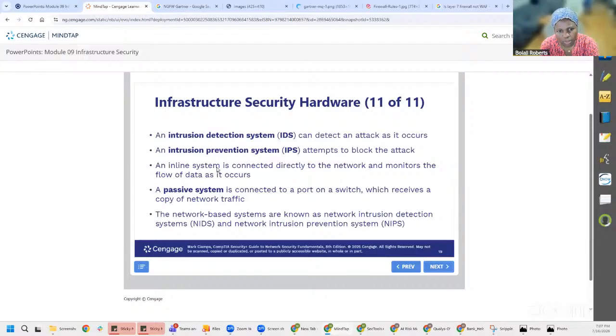Okay. Then when it comes to intrusion detection and intrusion prevention systems, they can be host-based or network-based. So the host-based intrusion detection system is installed on the host and identifies intrusions on the host, whereas the network-based one identifies intrusions on the network.